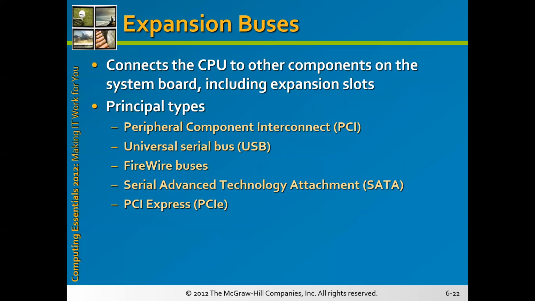Expansion buses. Remember, architecture determines whether or not new devices can be easily added. Expansion buses connect the CPU to other components on the system board, including expansion slots. Peripheral types. Peripheral component interconnect, or PCI, was originally for the video demands of the graphical user interface, and is widely used to connect the CPU, memory, and expansion boards, either 32 or 64-bit, more than 20 times faster than ISA.